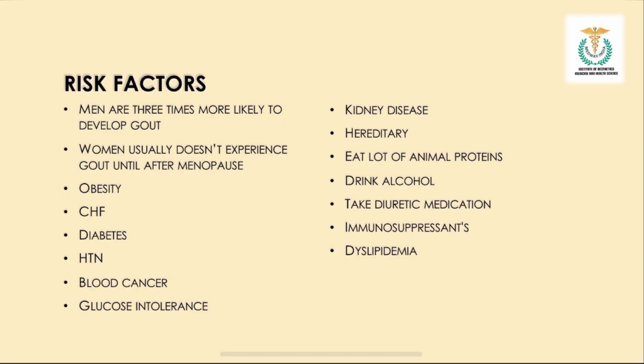Hereditary, like family history. If the patient has a family history, those individuals are also at risk of getting gout. And when the patient eats a lot of animal proteins, drinks alcohol, takes diuretic medications, immunosuppressants, or has dyslipidemia. So these are the risk factors of getting diagnosed with a gout condition.